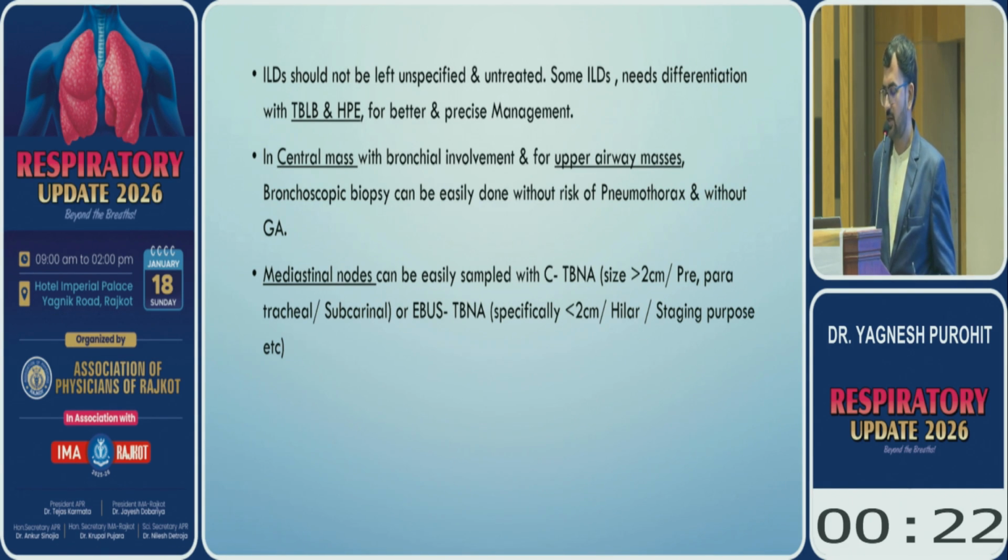In central mass and upper airway masses, we can easily take a bronchoscopic biopsy, as I have shown, and in mediastinal nodes, we can easily sample them with conventional or EBUS TBNA.